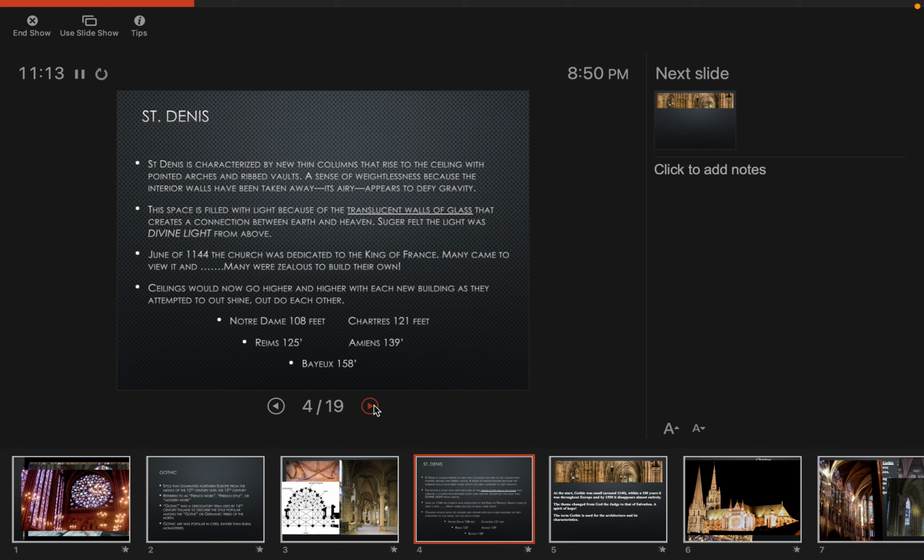So here we have, just to name a few famous cathedrals, Notre Dame in Paris, which is 108 feet tall, Chartres at 121, Reims at 125, Amiens at 139, and Bayeux at 158. Very, very tall.